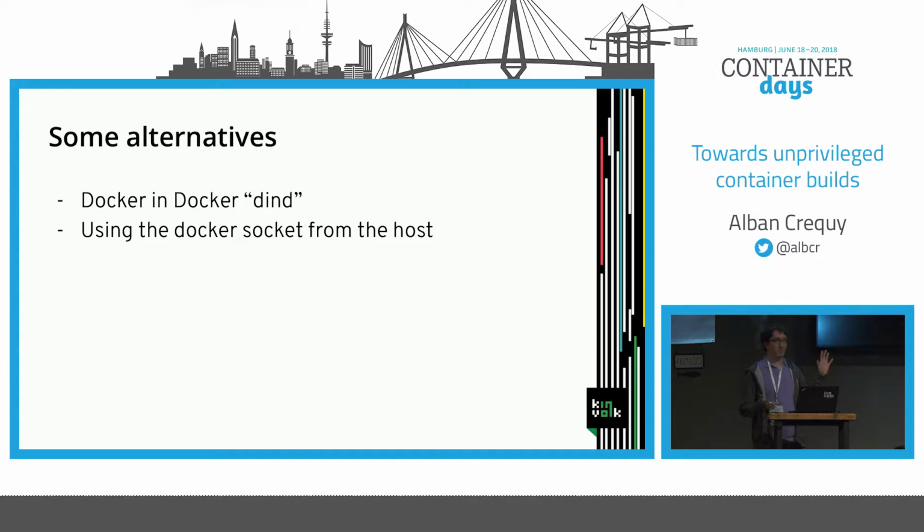So we are not quite there yet. Meanwhile, there are a couple of different ideas that are popular. One way is to use Docker inside Docker. That's not unprivileged, because you need to have privilege to run Docker in the first place. Another way is to share the Docker socket from the host inside the container and then use it to talk to the Docker daemon on the host. That's also not something I consider unprivileged, because you can basically do everything on the host.